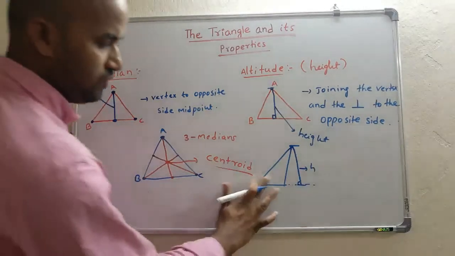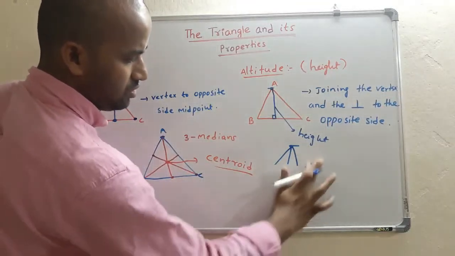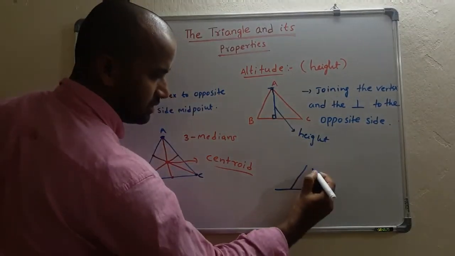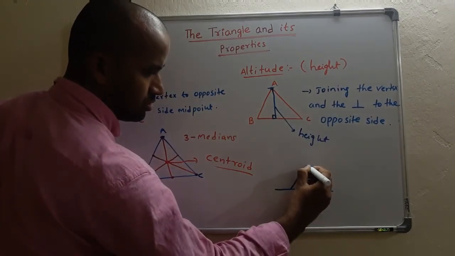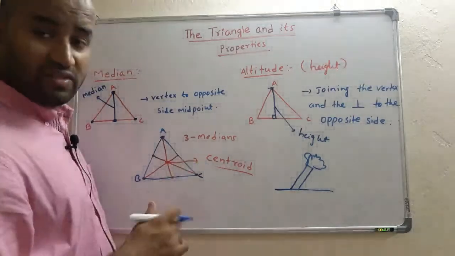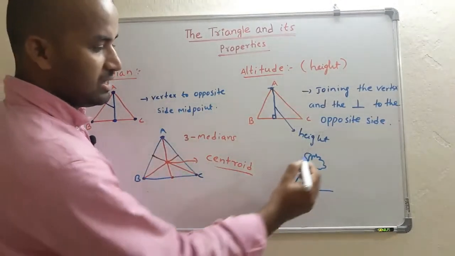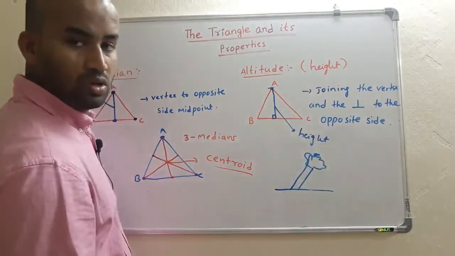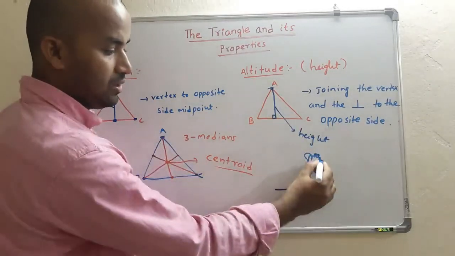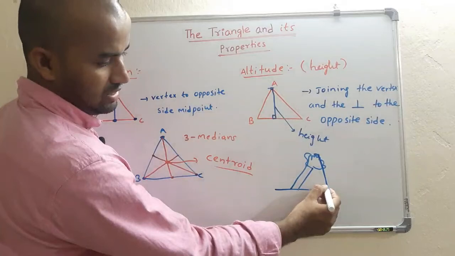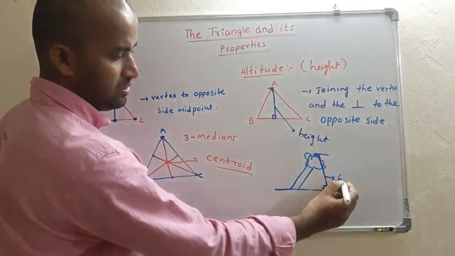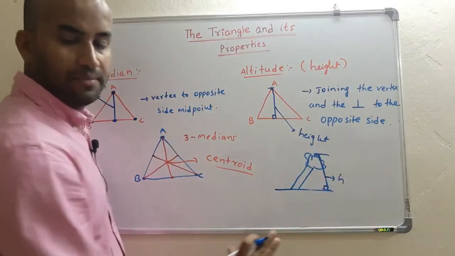Don't confuse. For example, one tree is like this. This is the ground. What is the height of this tree? How to find the height of the tree? See, from the top to the ground, we have to draw a perpendicular, 90 degrees. So this is the height. This is not the height. This is the height.